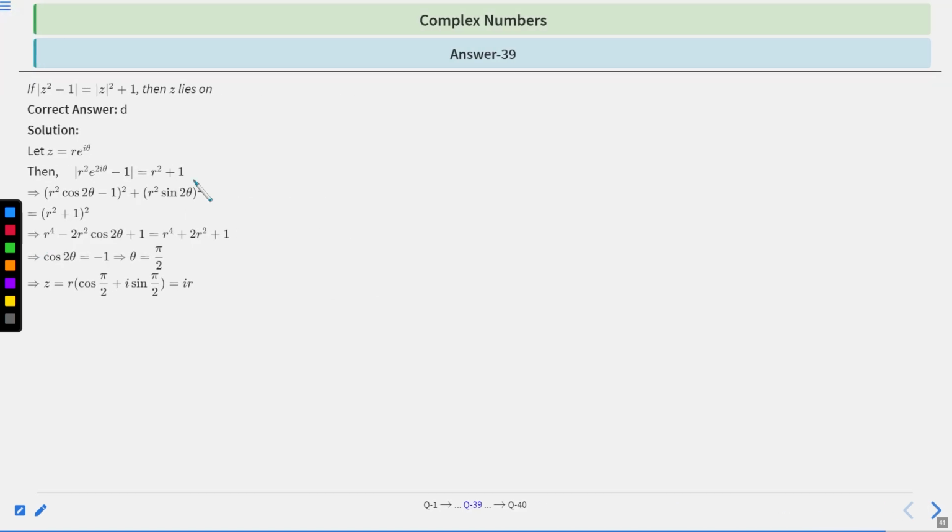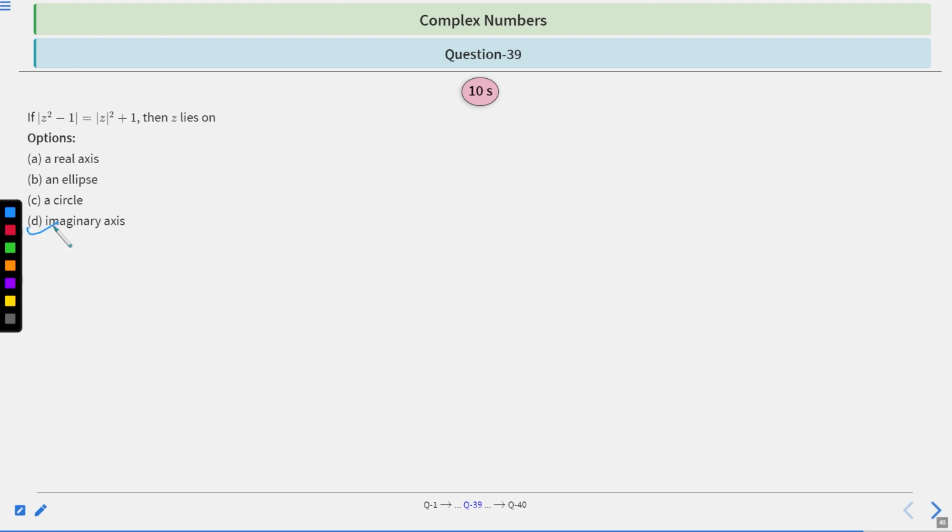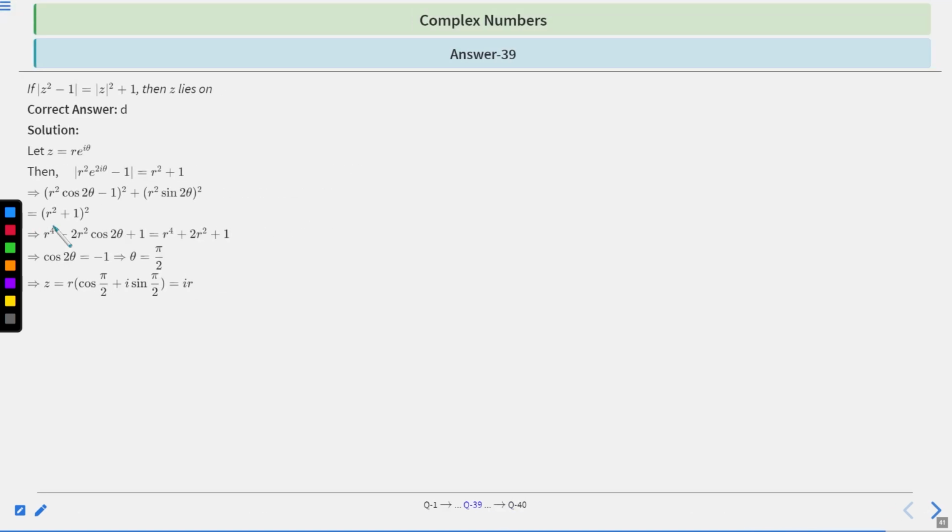Okay, let's discuss. Let us suppose z is equal to r e to the power iota theta. Then we put z as r e to the power iota theta. So mod of r square e to the power 2 iota theta minus 1 is basically square root of (r square cos 2 theta minus 1) whole square plus (r square sin 2 theta) whole square, right? So it can be written as r square plus 1 whole square, right? So after solving, we will get cos 2 theta is minus 1. So theta will be pi by 2, right? So z can be written as r cos pi by 2 plus iota sin pi by 2, which is iota r. So option D will be the right choice, imaginary axis. Clear? Because it is iota r.